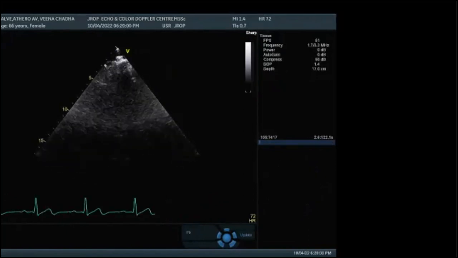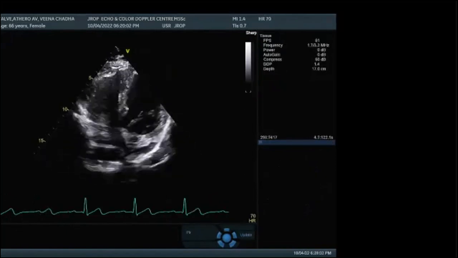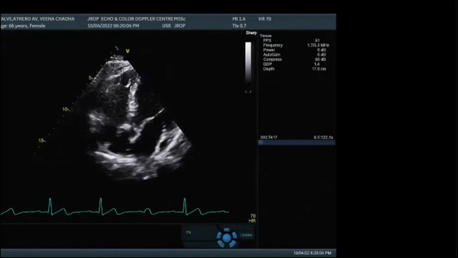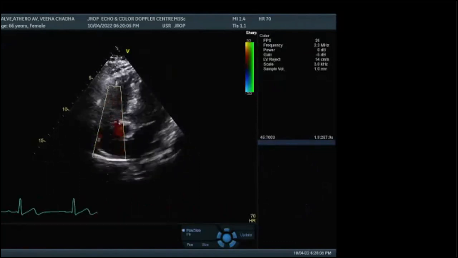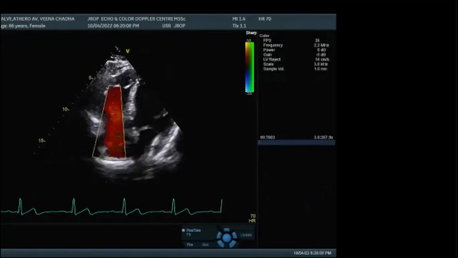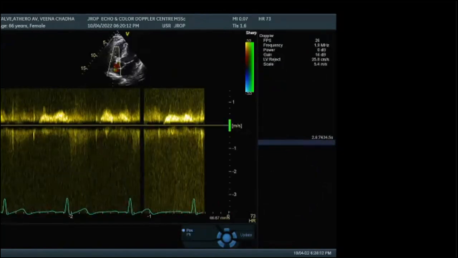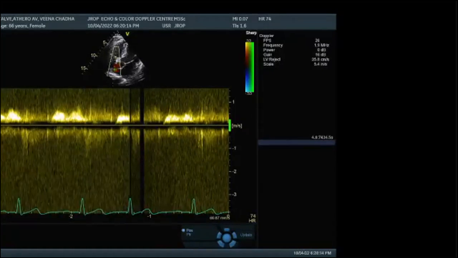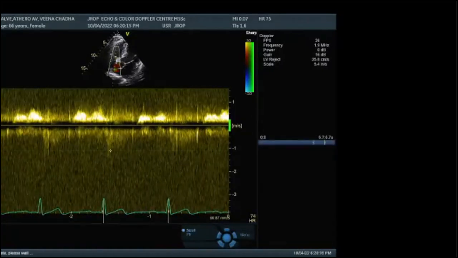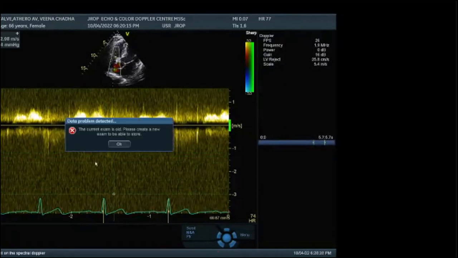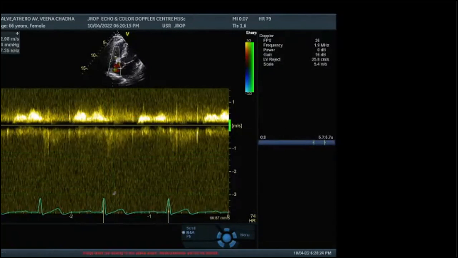How does TR jet velocity come up? I switch on the colors, then get my Doppler spectrum pattern to the TR jet and go to continuous wave, because that is a high flow velocity jet. It is not a very good one, but let me presume this is a TR jet velocity of 3 meters per second. 3 meters will constitute to 36 millimeters of a gradient.